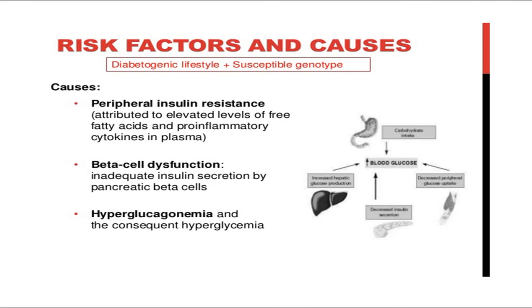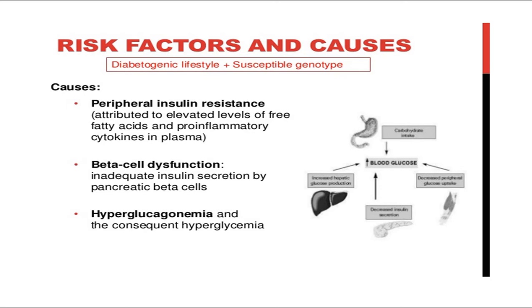So the risk factors and the causes of the diabetes that we discussed: the diabetogenic lifestyle plus susceptible genotype. So these two things are important for a person to be predisposed to diabetes mellitus. So lifestyle plus genotype. The majority of the cause of diabetes mellitus in a person with type 2 diabetes is peripheral insulin resistance, which is attributed to elevated levels of free fatty acids and pro-inflammatory cytokines in the plasma, which cause the insulin resistance.